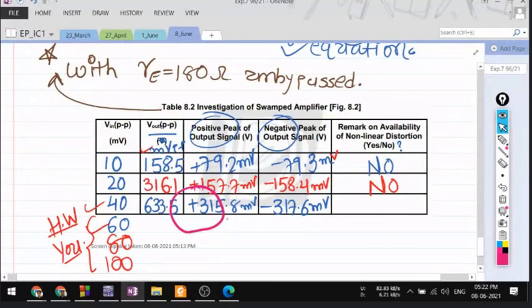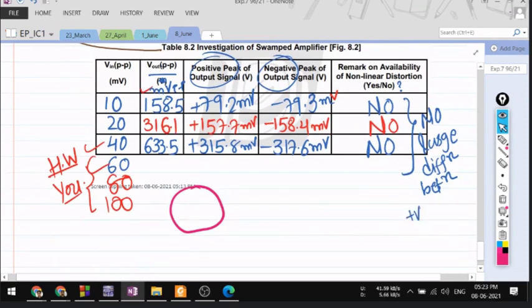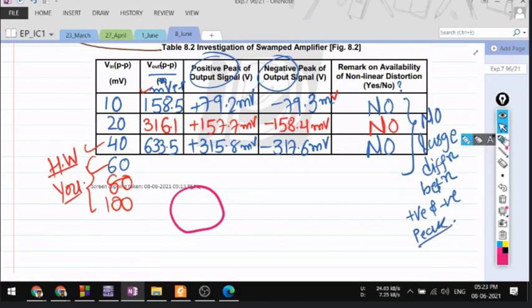Here you can see, student, only a 0.02 volt difference is there, because these are millivolt, right? So there is no large distortion, no large difference between the positive and negative peak. समझ आ रहा है स्टूडेंट? Are you getting it? There is no large difference between positive and negative peak.